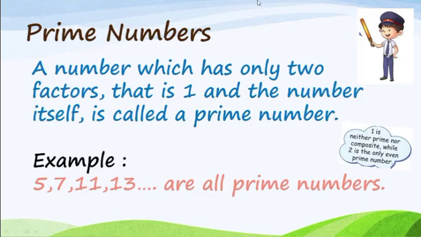2 is also considered a prime number. Why is it so? Because it comes in only two tables, 1 and the number itself, or it can be divided by 1 and the number itself. So it consists of two factors, and that is why it is a prime number.